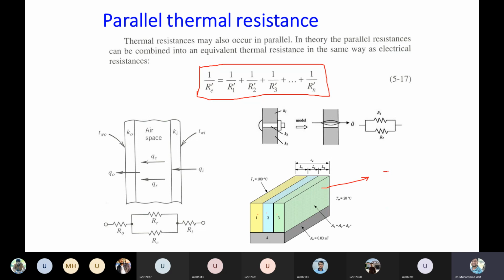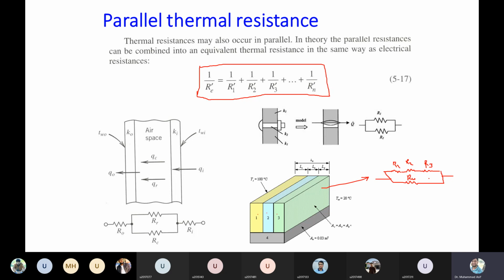R1, R2 and R3, they are in series, right? Let's say this is R1, R2, and then R3. So these three resistances are in series, but they are parallel with resistance 4. So that means we have to put a parallel resistance, let's say R4, right? So we have to calculate an overall resistance for this complete wall, right?